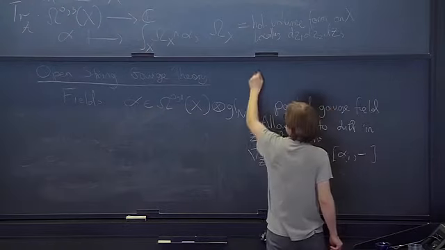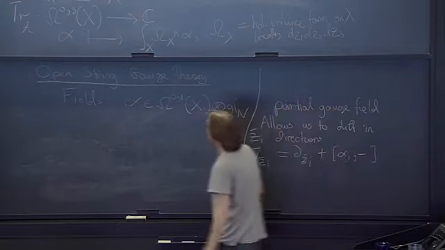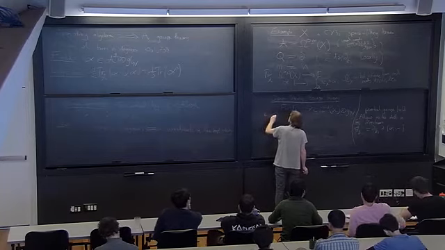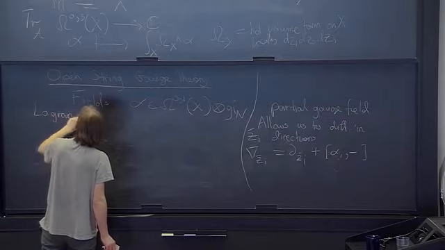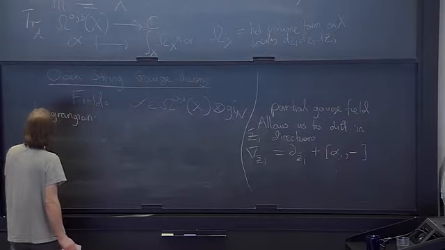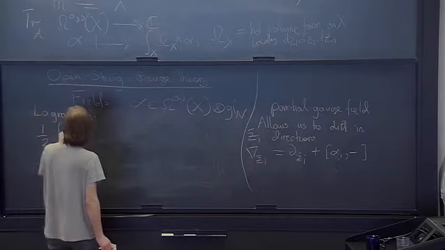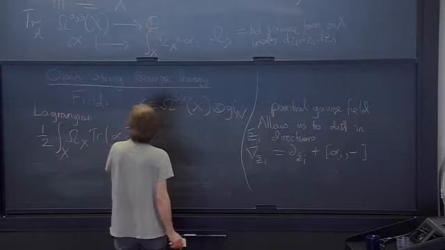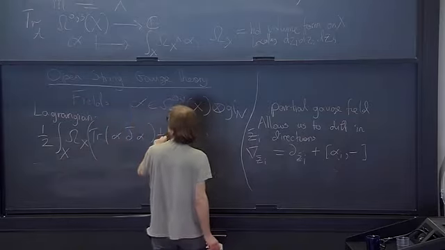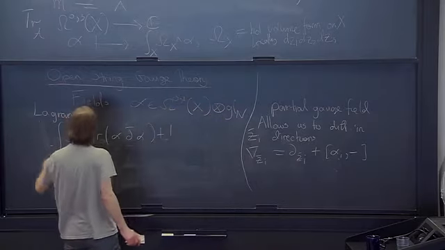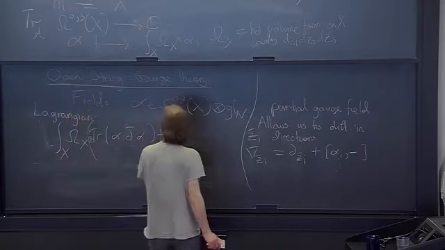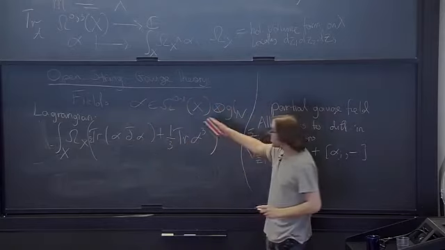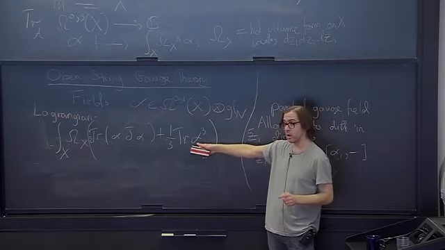So now, what's the Lagrangian? It's half integral over X of trace, and so this Lagrangian is a Lagrangian for holomorphic Chern-Simons.